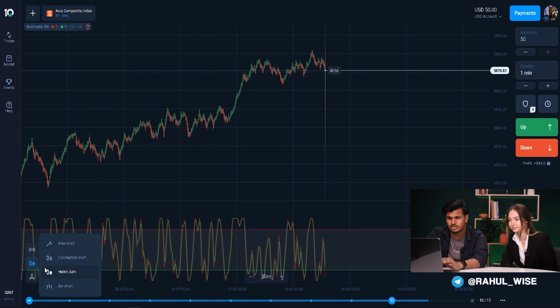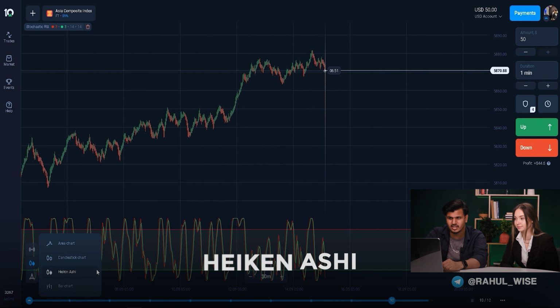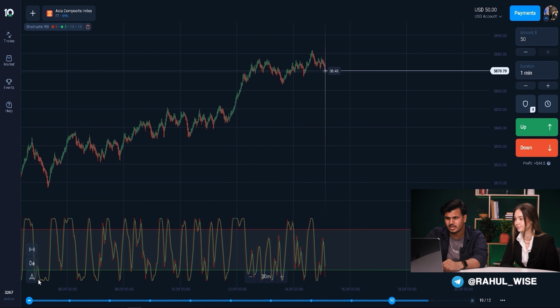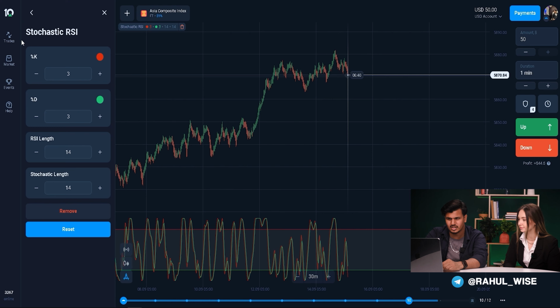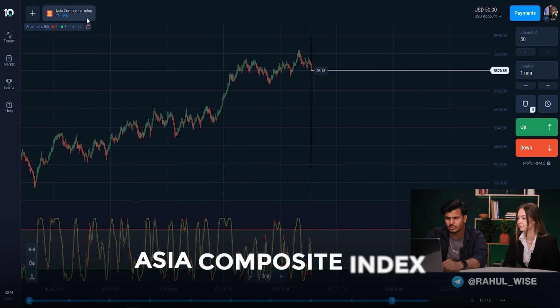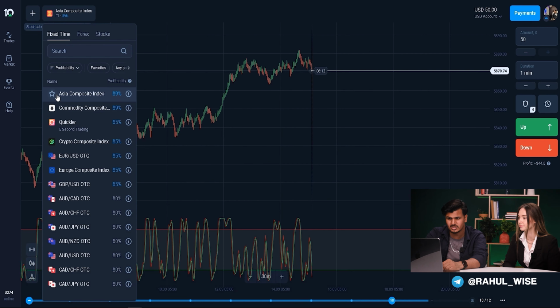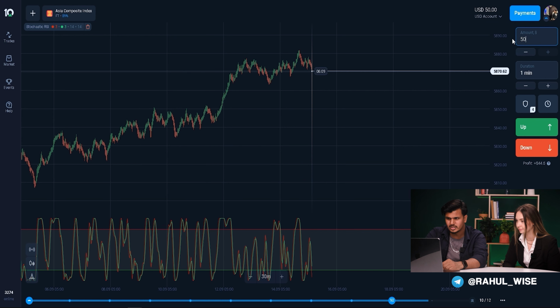So, to make it more convenient to use the strategy, you need to set the settings as mine. First, we set the chart type to Falcon, set the time frame to 30 minutes, then turn on the indicator Stochastic RSI. I leave the settings of this indicator as standard. Next, I set the Asia Composite Index and set the transaction time to 1 minute. Now let's move on to the transactions.